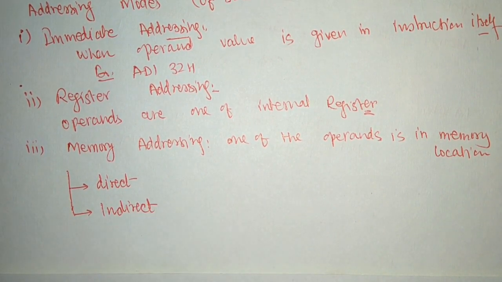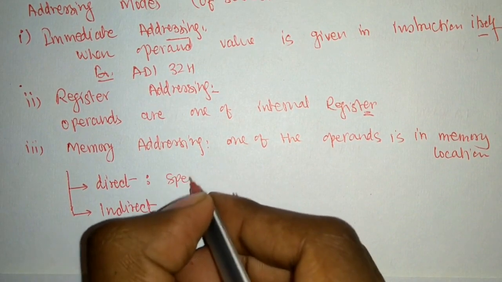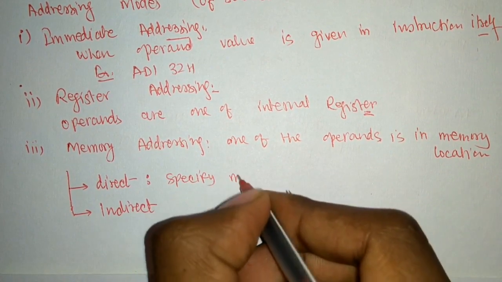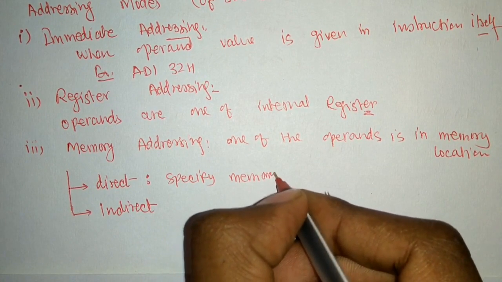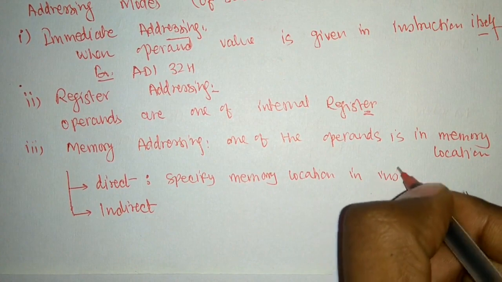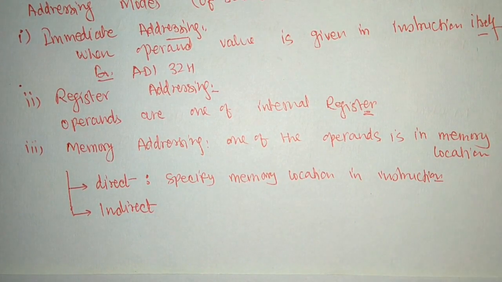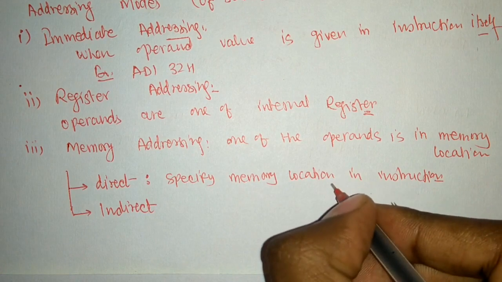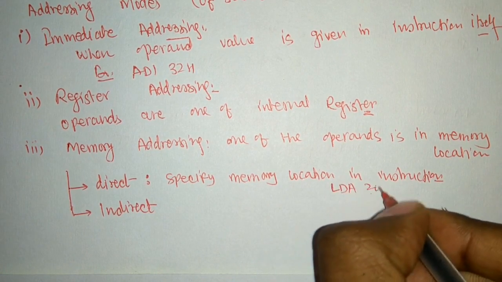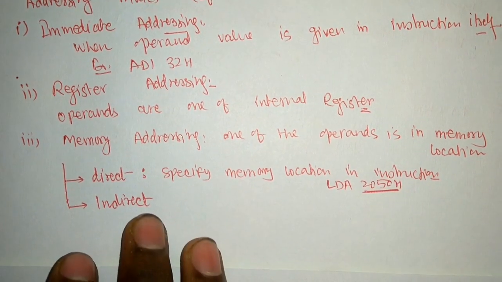So when we say direct addressing, it means I will simply specify the memory location in the instruction. That is what we mean by direct addressing. A 16-bit memory location will be specified in the instruction itself. Let's say, for example, LDA 2050H. This is the memory location that needs to be accessed.